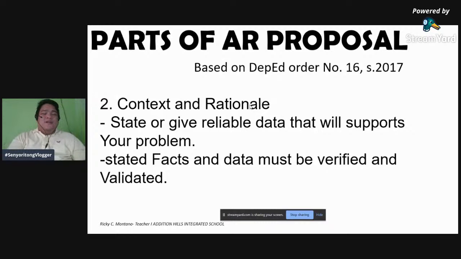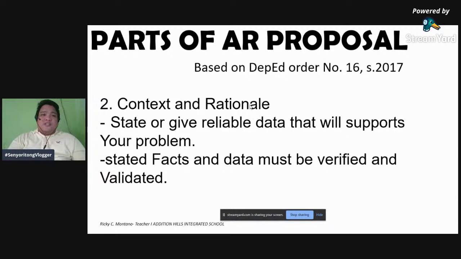So it is rationale. State or give reliable data that will support your problem. So in this section, you have to state facts, okay? And data must be verified and validated. So when we say verified, of course make sure that your statement, your problem or problems were validated through validated interventions. Like what are these?